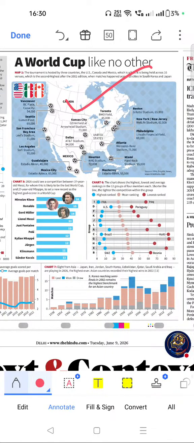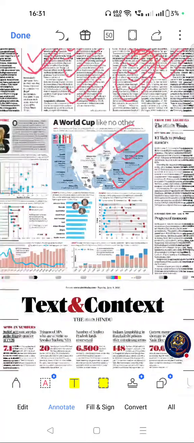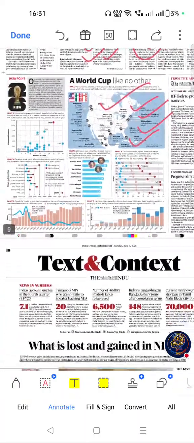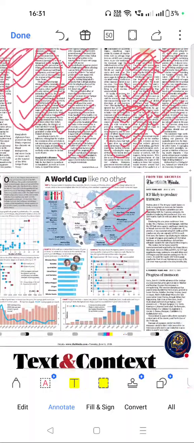FIFA World Cup 2026. A World Cup like no other. If you see the importance of this topic, FIFA World Cup is frequently asked in SSC, banking, and railway exams. Expansion format is an important factual development. Move on to next important article of this page. This is the only important article from this page.